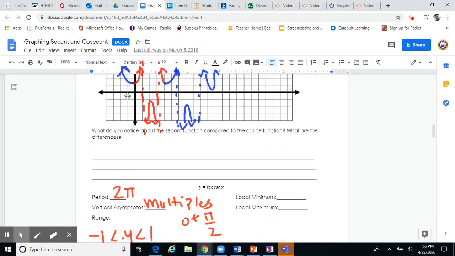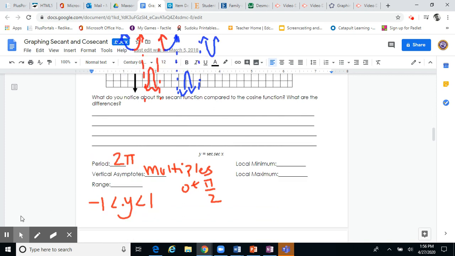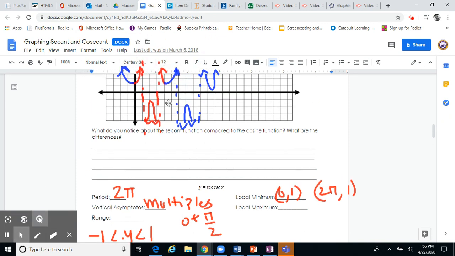Local minimum. So the minimum, the bottom of the curve, we have one at (0, 1), and we also have one at (2 pi, 1). So (0, 1) and (2 pi, 1). And our local max, which comes from the top of a mountain here, is at (pi, -1). And that is your secant function.